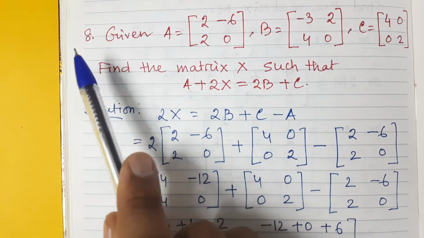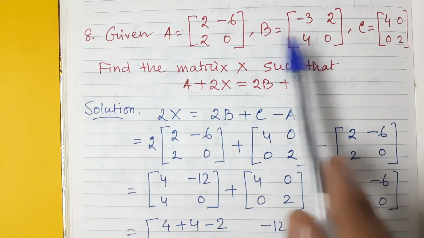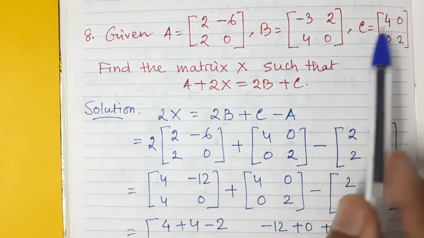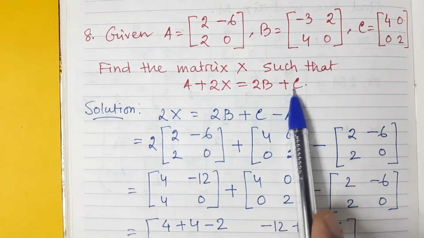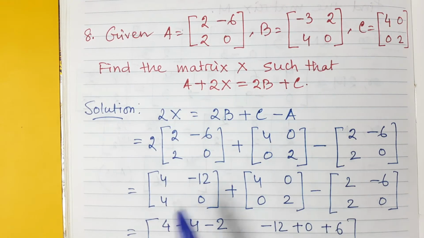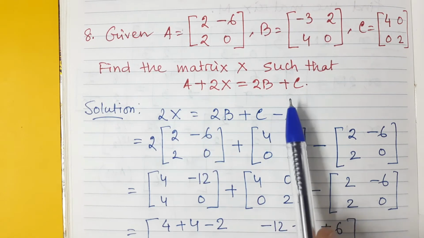So this is problem number 8. Here 3 matrices are given, A, B and C. We need to find a matrix X such that this equation holds. Okay, now from this equation what we can write?